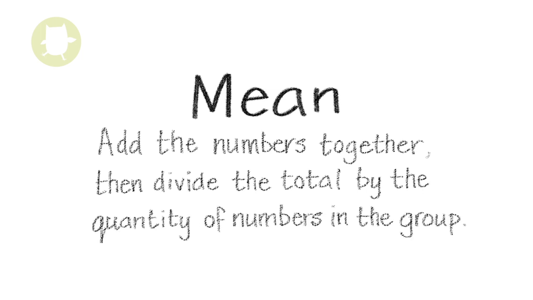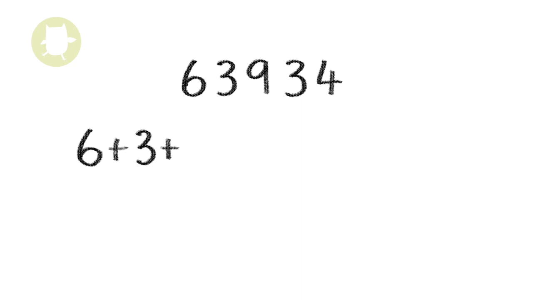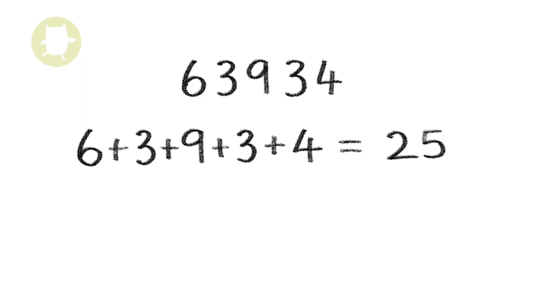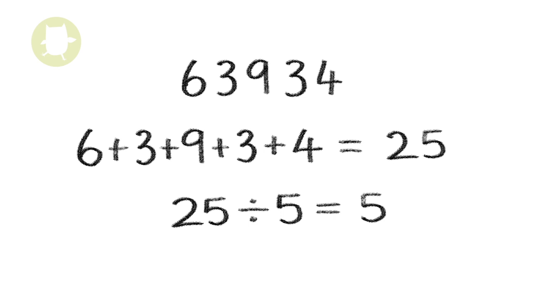So, let's take five numbers: 6, 3, 9, 3, and 4. If we add the numbers 6, 3, 9, 3, and 4, the total is 25. To get this total, we added 5 numbers together, so we need to divide this total by 5. And 25 divided by 5 is 5, so the mean is 5.